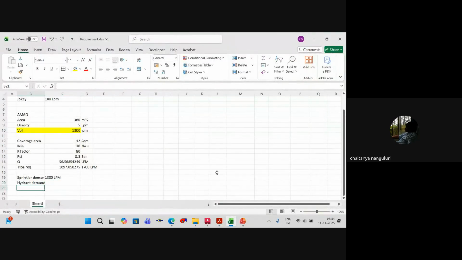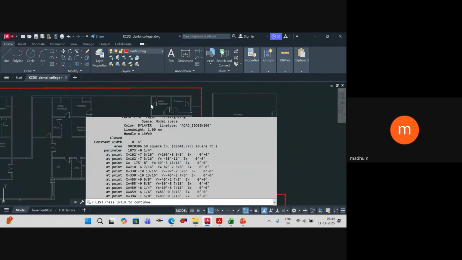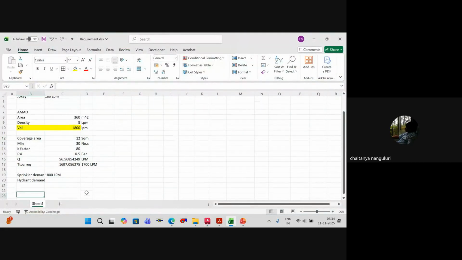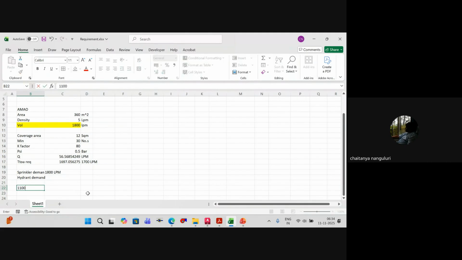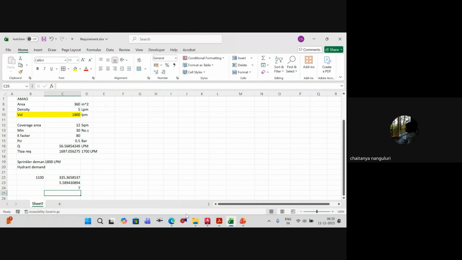Or reverse, you do, because we have the total length. So what is the total length here? 1073 feet, divided by 3.28. That will become 355 meters. Divide this value by 60. So around 5.5 means 6 or 7 numbers; we will round it off because one number plus or minus we will have because of the location issues. When you want to divide it exactly 60 meters, you may not be able to get it at site conditions. So you might require 7 numbers of yard hydrants.